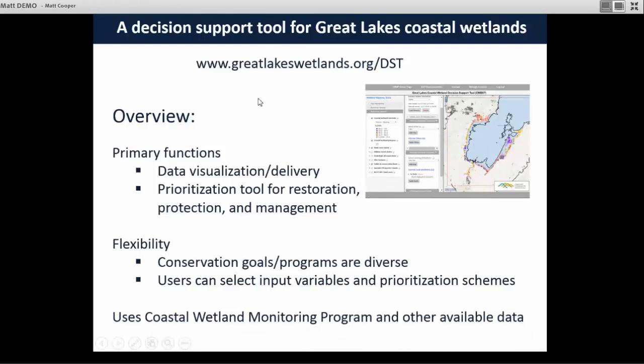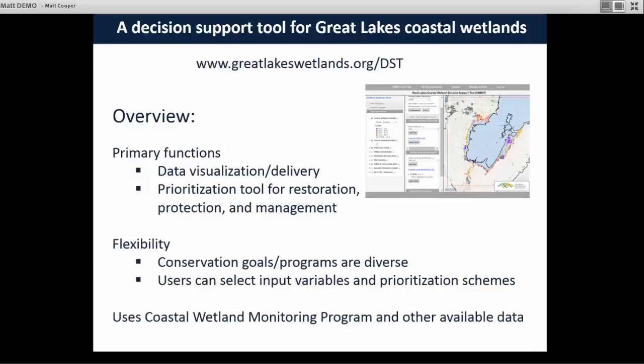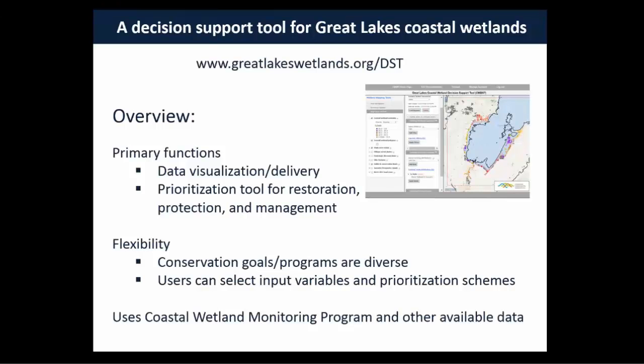Just to start with, the URL at the top of the screen is how you navigate to the decision support tool. I'll leave that up for a couple of slides so everybody has that handy. But just a bit of overview before we jump right into a demonstration. Some primary functions of the decision support tool include data visualization and data delivery. So this is how you can see not only wetland monitoring program data, but some other data sources that I'll show you in a minute. And then prioritization for restoration, protection, and management. So there are tools built into the site that allow you to prioritize and sift through all those wetlands that I just had up on the screen to make decisions on where to invest.